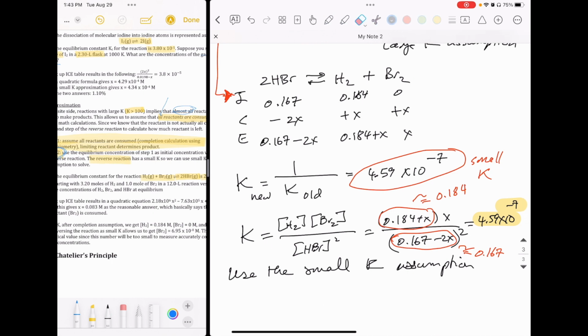So the equation has simplified now to the following: 0.184 times x, and this was the x that was originally there, which we didn't remove because it's not being compared to an initial concentration. And then we have at the bottom 0.167, and it's still squared. It's the 2x that we take away, not the square. And then we have 4.59 times 10 to the minus 7.